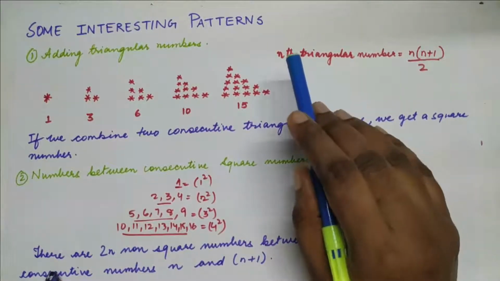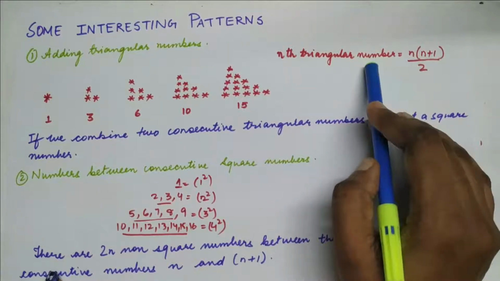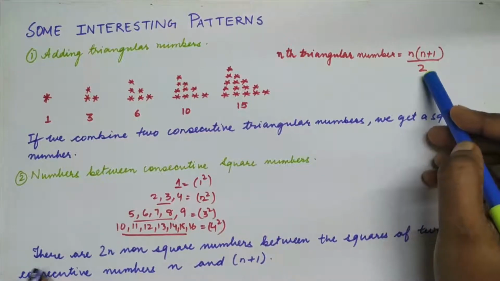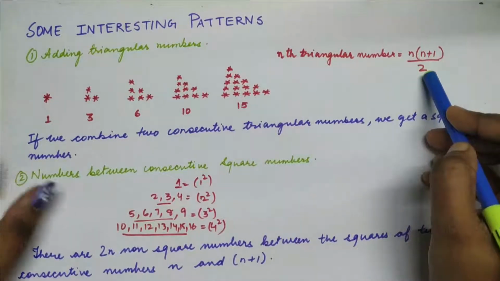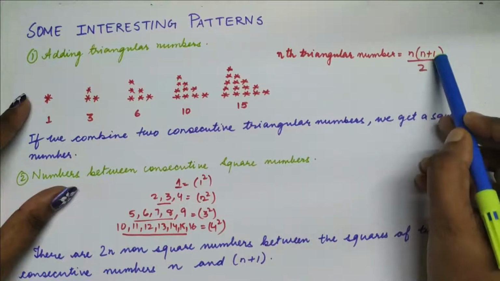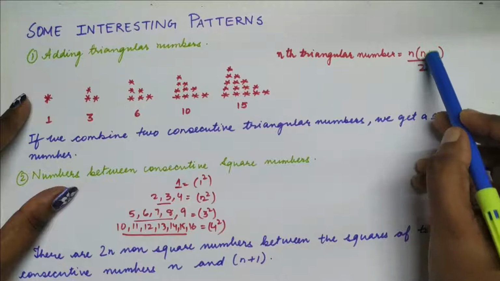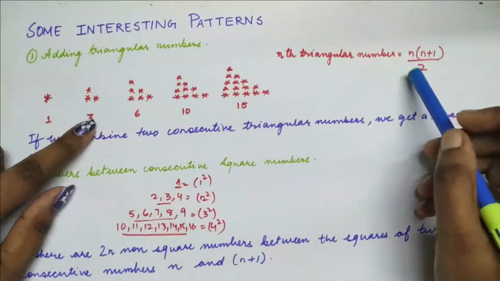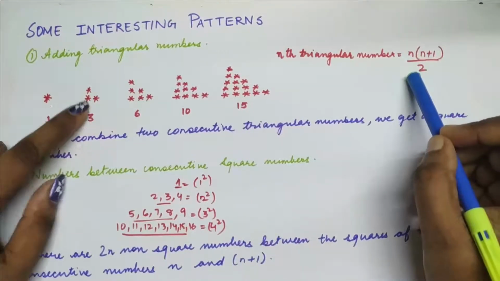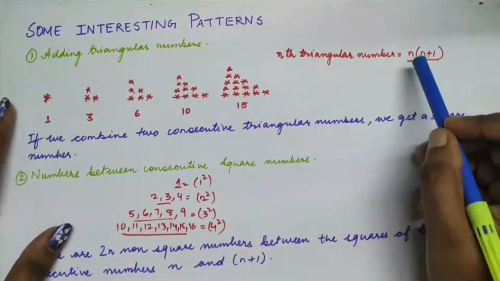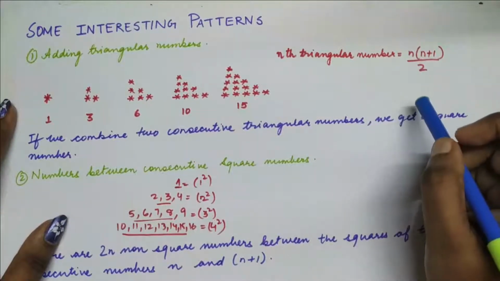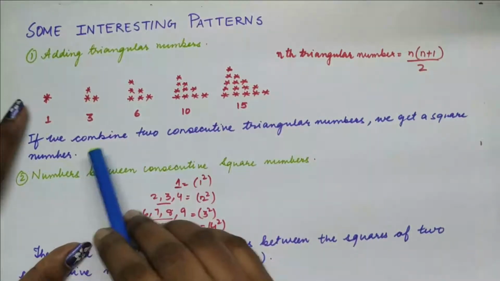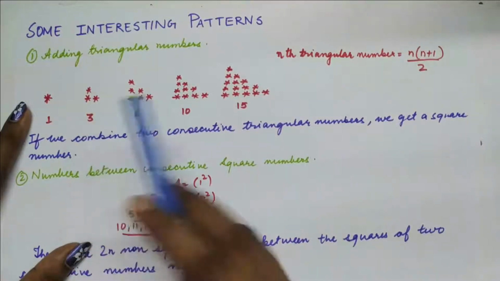So, for finding out the nth triangular number, you can use the formula n into n plus 1 by 2. For example, if I want to make the triangle with two numbers, so 2 into 2 plus 1, that is 2 plus 1 will be 3, 3 into 2 will be 6, 6 by 2 will be 3. So if I am using 3 dots, I am getting this kind of a triangle. If I change the value of n, I can calculate the nth triangular number using the formula n into n plus 1 by 2. And if we combine two consecutive triangular numbers, we will get a square number.